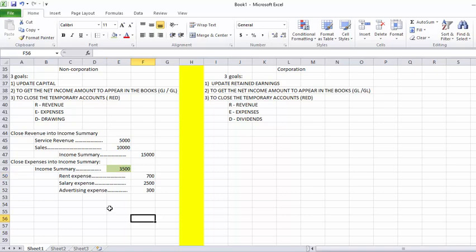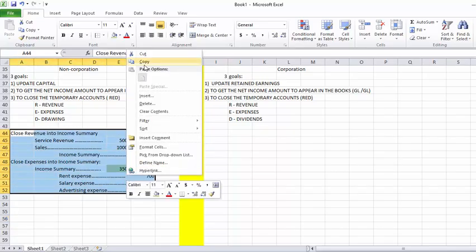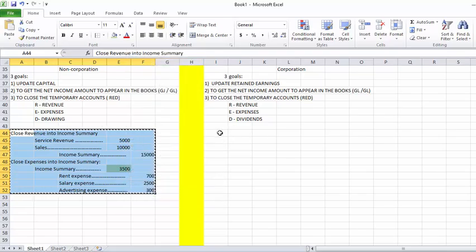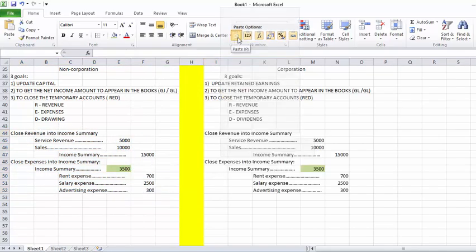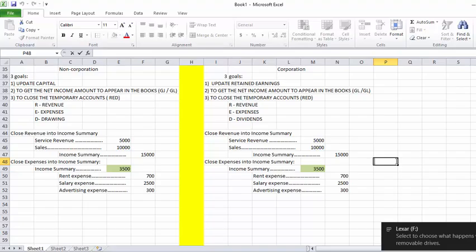Okay, hopefully that rings a bell. So I'm going to just copy and paste this over to this side because you would never know looking at the first two closing entries whether we are dealing with a corporation or a non-corporation. So the closing entries of revenue and expenses, no change. What's different is what happens in closing entry number 3.